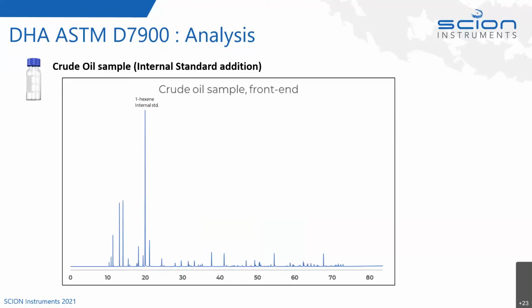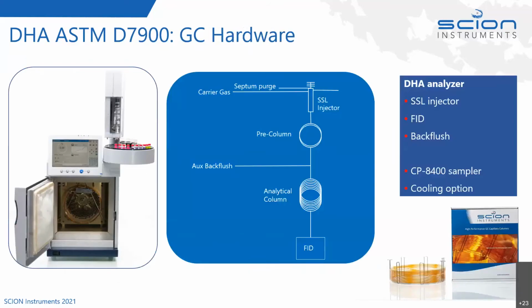The hardware we're going to use for the analysis of the front end is as follows. So we've fitted a splitless injector. Unlike the simdist, which uses a cold on-column injector, we're going to be using the splitless injector this time. Again, detector wise, we're using an FID, but we're going to use a backflush. So we've got 2 columns, a pre-column followed by the main analytical column, and in between we're going to have an additional carrier gas source on an electronic pressure regulator that will allow us to backflush the pre-column, because we're only interested in up to C9 on the crude oil sample, because we've already got the information from C9 upwards from the simdist column. For the DHA analysis, it is the very volatile material that we want to get information from.